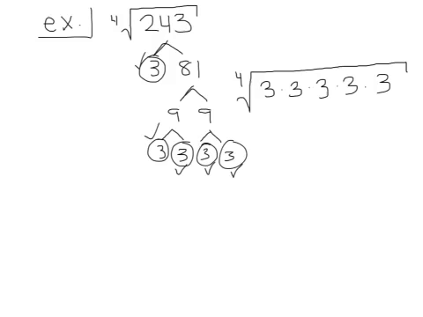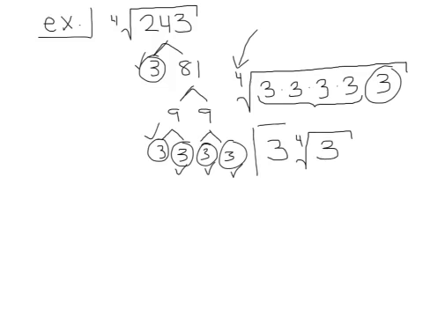That's the same thing as writing the 4th root of 243. Now, since the index tells me that I'm looking for a set of 4, I have a set of 4 3's right there. So I'm going to pull out a 3. What's left is this little guy, and he doesn't have any other 3 of the same friends, so I have to leave him under the radical. That's our final answer.